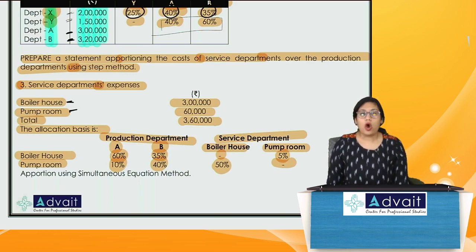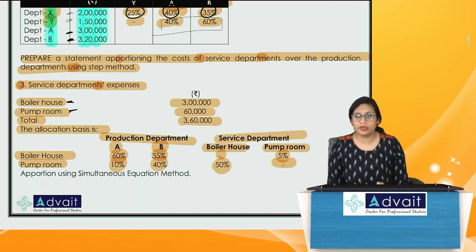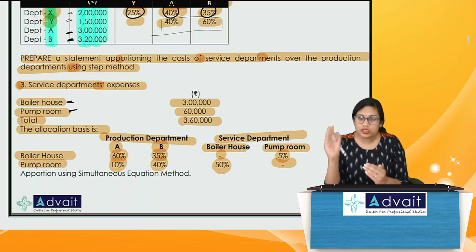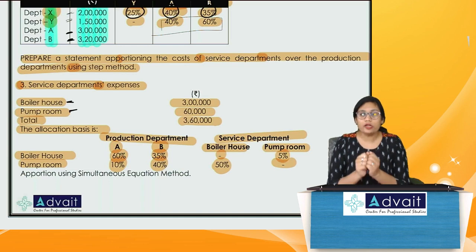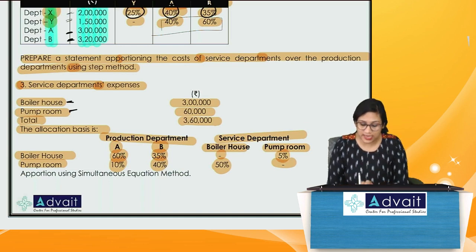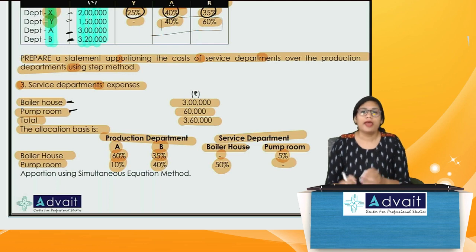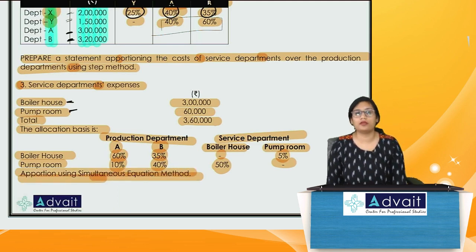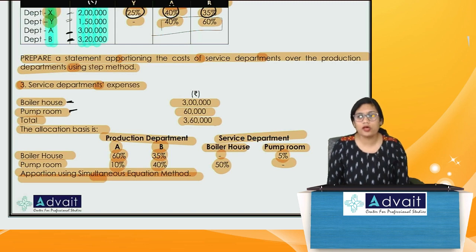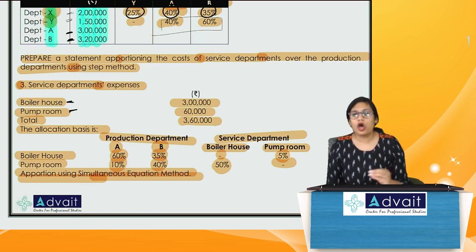So guys, what is the relationship that you derive between boiler house and pump room in this particular question? So it is reciprocal method, because boiler house is also serving pump room and pump room is also serving boiler house. So now we need to figure out how to apportion these expenses to each other and then reapportion it to production departments. So apportion using simultaneous equation method. We had two methods under reciprocal method. One method was called as what?